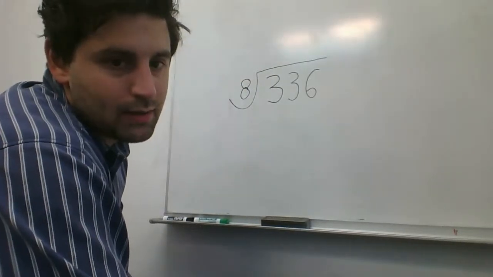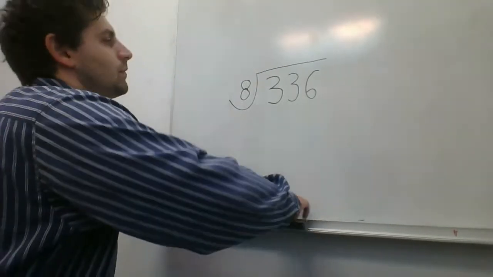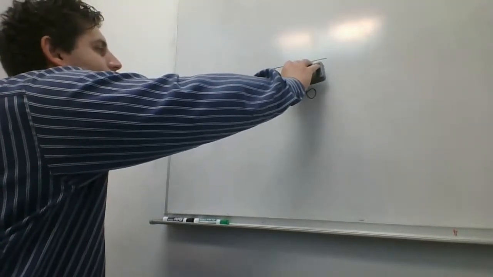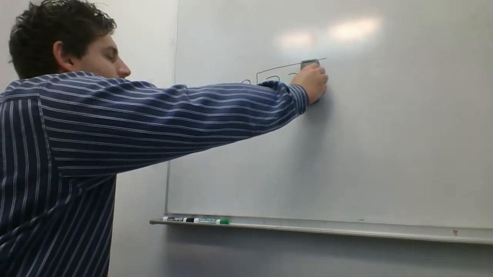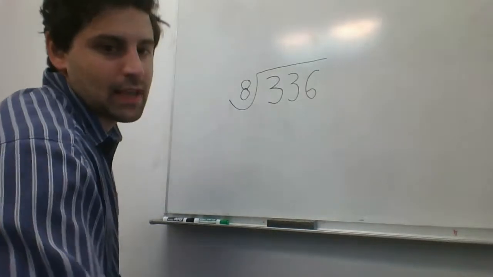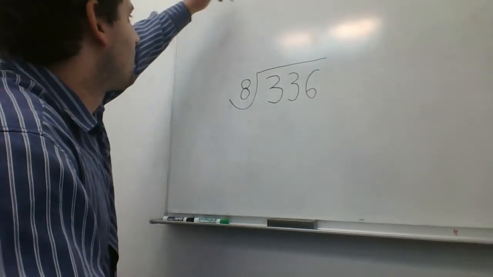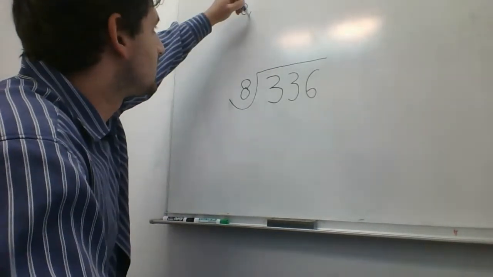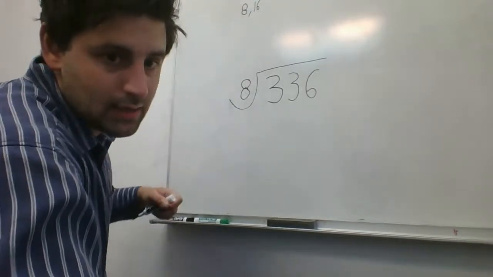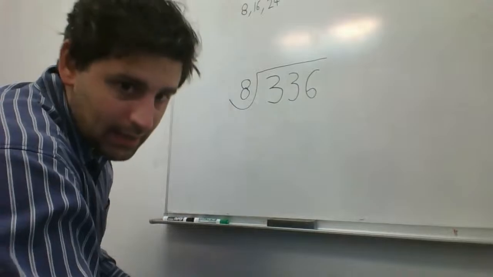All right, 336 divided by 8. Make this one a little simpler here. So step 1, we're going to divide. Again, 8 is bigger than 3, so we can't divide by 1 digit, but we can divide by 2 digits. We can start figuring out how many times 8 goes into 33. So I'm going to count by 8s now. 8, that's one group of 8. 16, 2 groups of 8. 24, 3 groups of 8.